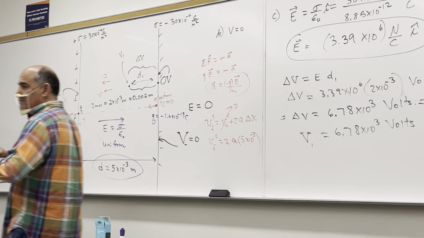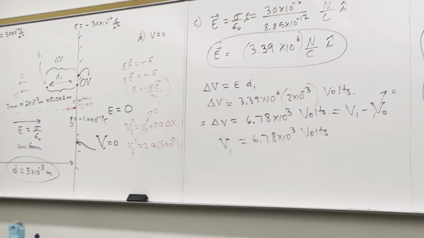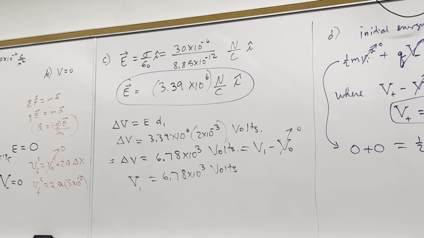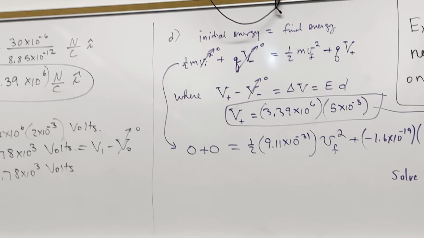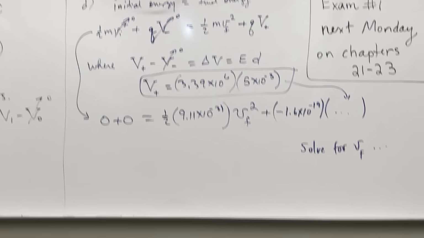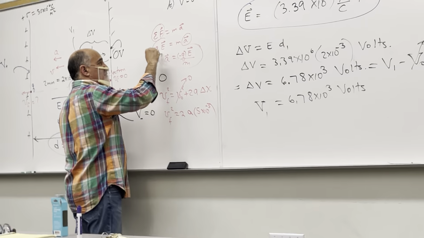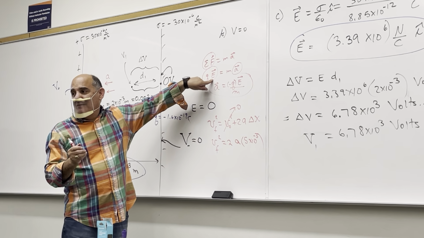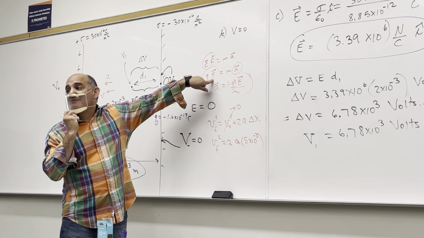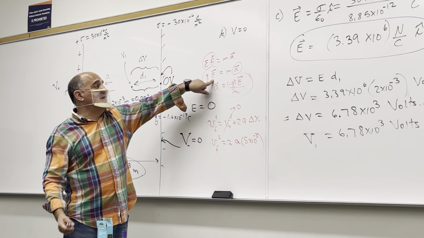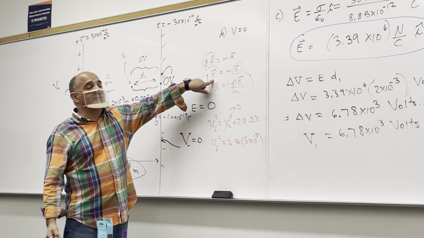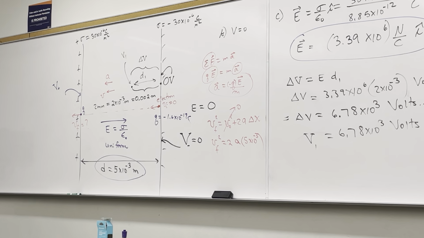We can only use the kinematics if the E is constant. If the acceleration is constant, which would be constant if the force is constant, right? And that means that as the particle moves, the electric field has to be of the same value everywhere in space. Constant in time and the same everywhere in space. Yes?